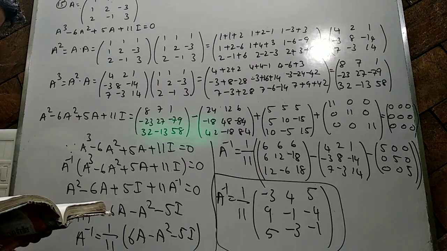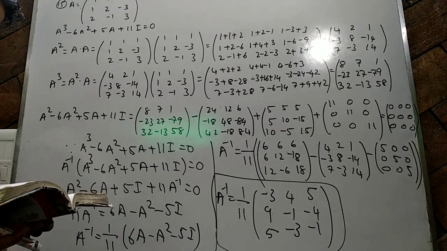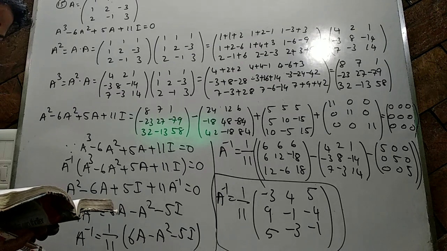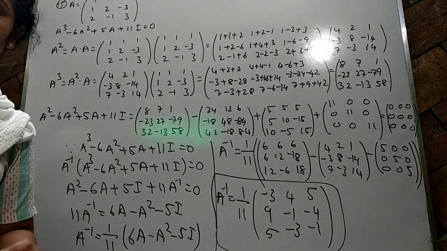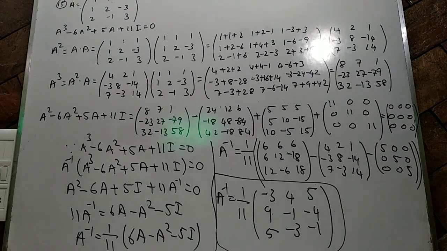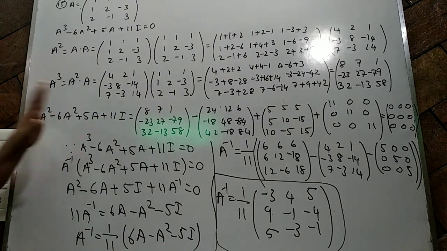Question number 15: you have to see, matrix A is equal to the given matrix. Show that A cube minus 6A square plus 5A plus 11 into I matrix, identity matrix, equal to null matrix, and hence find A inverse. Okay, this same question, the board has asked as a 6-mark question. How they asked, let me explain. First, let me explain this question.